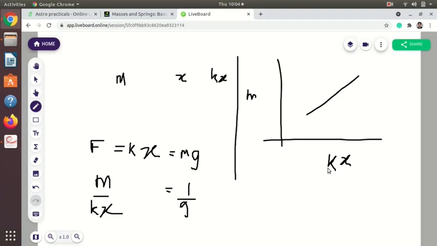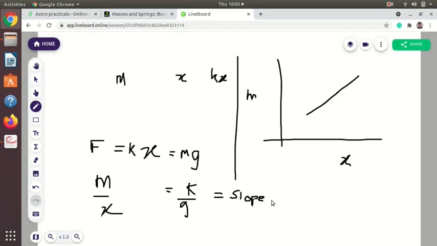You can either use kx or just x, but in that case the slope will be equal to k upon g, and you can use the k from the slope of the previous graph and put it here. So you can either multiply k for each x and then plot, or you can simply plot the m versus x graph and then put k here. That will be easier. So I will erase here. So m versus x slope is equal to k upon g. This will be the slope. From this equation you can find g as k upon slope.